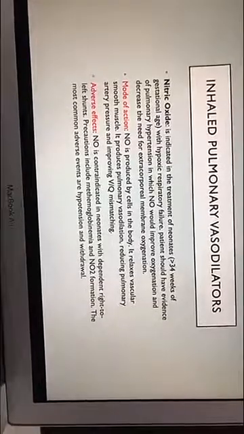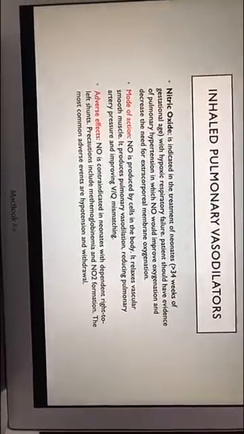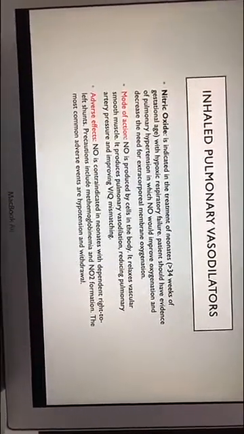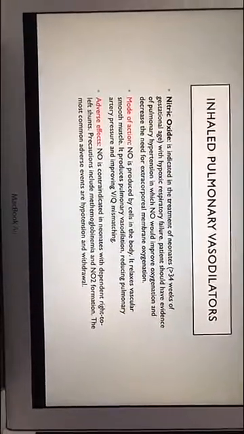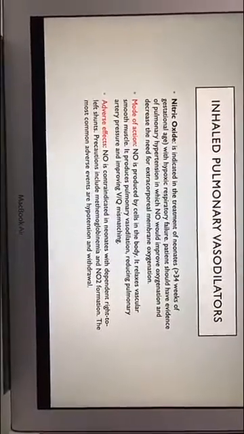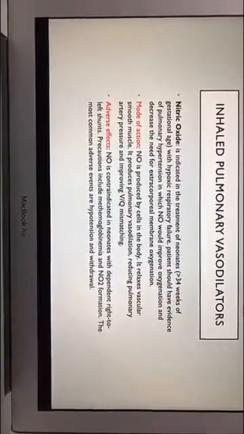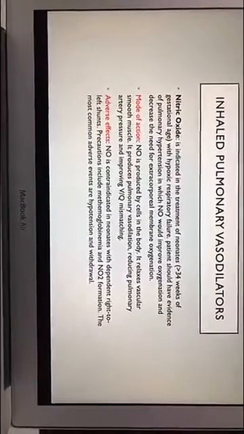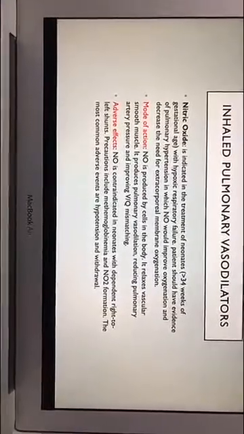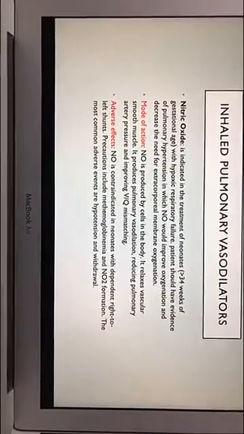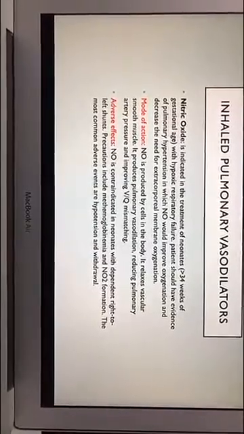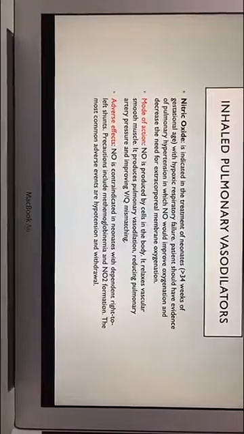Lastly, inhaled pulmonary vasodilators, including nitric oxide. It is indicated in treatment of neonates of more than 34 weeks of gestational age with hypoxic respiratory failure. Patients should have evidence of pulmonary hypertension, in which it would improve oxygenation and decrease the need for extracorporeal membrane oxygenation. Its mode of action basically produces pulmonary vasodilation, reduces pulmonary artery pressure, and improves V/Q mismatch. It is contraindicated in neonates with dependent right-to-left shunt. Precautions include methemoglobinemia and nitrogen dioxide formation. The most common adverse events are hypotension and withdrawal.